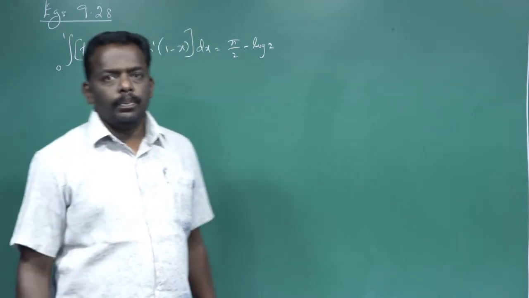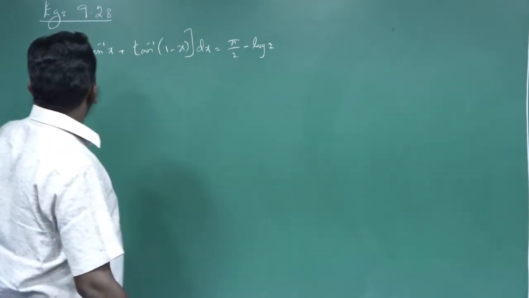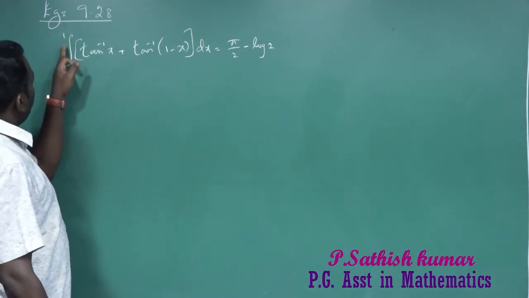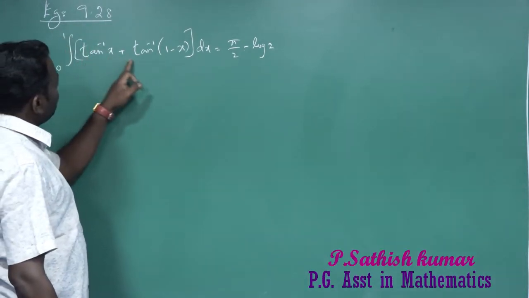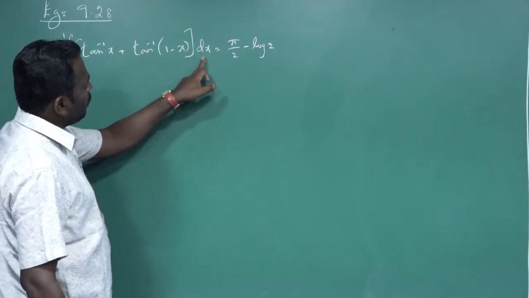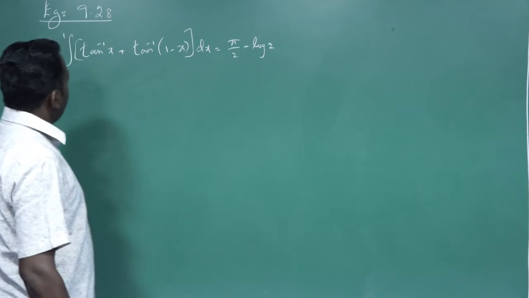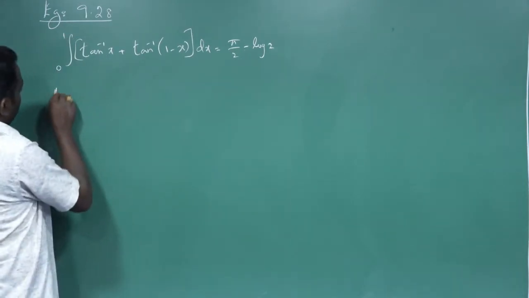Next example, 9.28: the integral from 0 to 1 of tan inverse of x plus tan inverse of 1 minus x dx is equal to pi by 2 minus log 2. So now consider the left hand side equation.